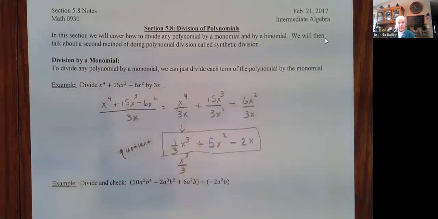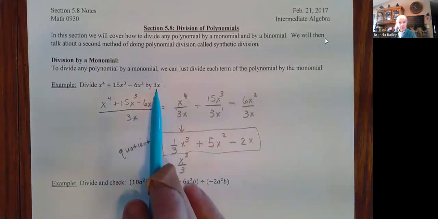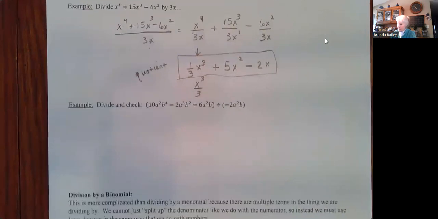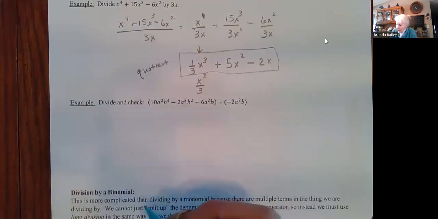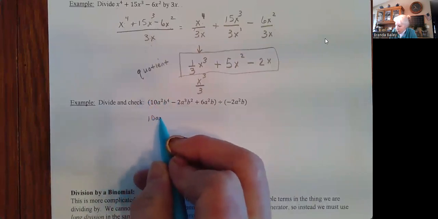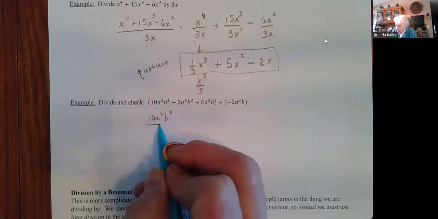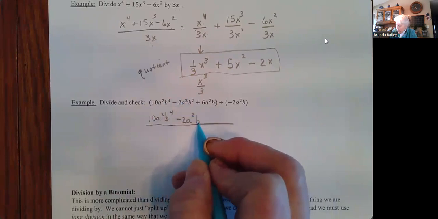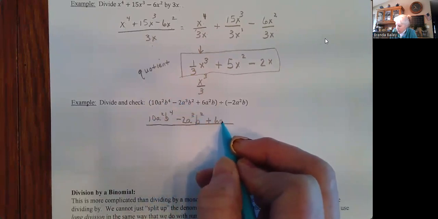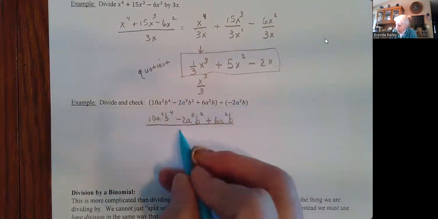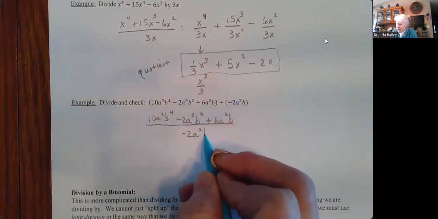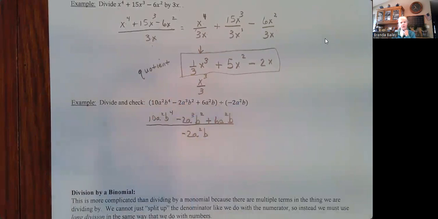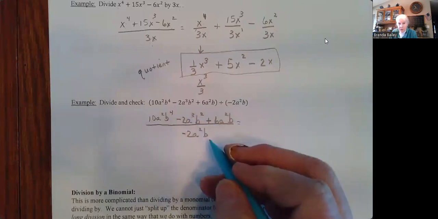All righty, let's go ahead and look at one more example of this type, and then we'll go to dividing by more than just a single term. Looking at this example here, I'm going to rewrite it. We have 10a squared b to the 4th minus 2a cubed b squared plus 6a squared b divided by negative 2a squared b. You're going to have to pay attention to that negative there when you divide these out. I'll rewrite them as individual terms.